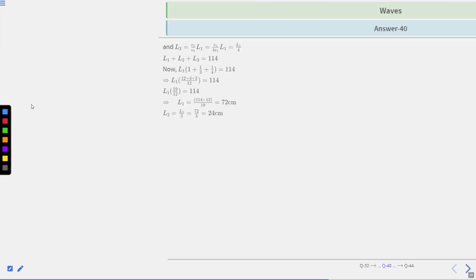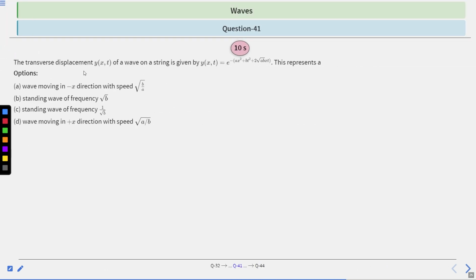Next question 41. The question is, the transverse displacement y of x, t of a wave on a string is given by this. This represents what? Option A is a wave moving in minus x direction with speed under root b by a. Option B, standing wave of frequency under root b. Option C, standing wave of frequency 1 divided by root b. And option D, wave moving in plus x direction with speed under root a by b. So which option is correct? You have 10 seconds to solve this question. After 10 seconds, we will provide the solution.